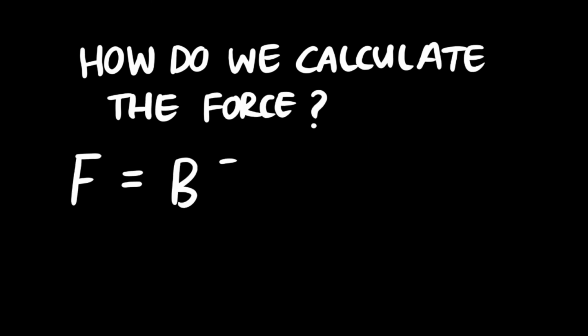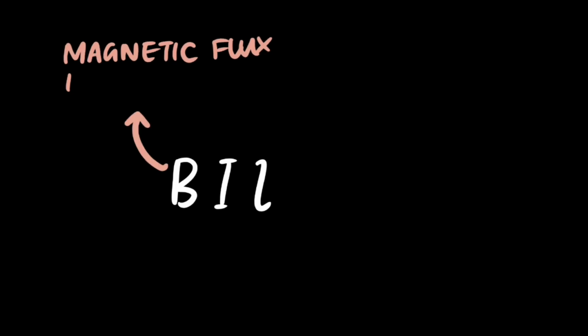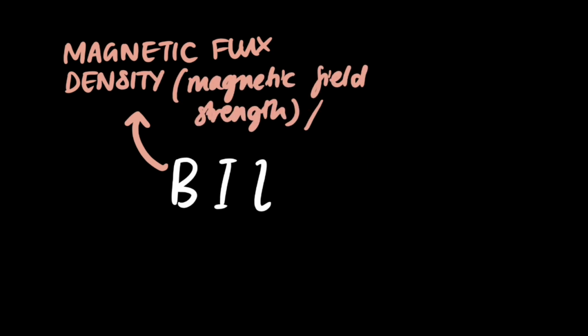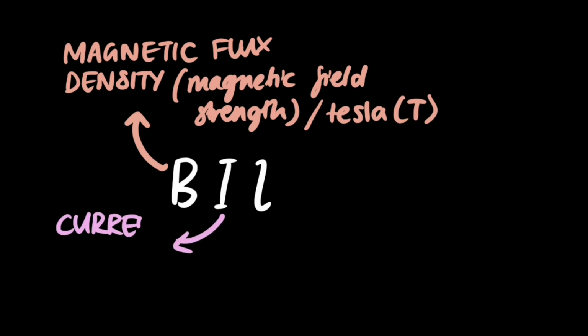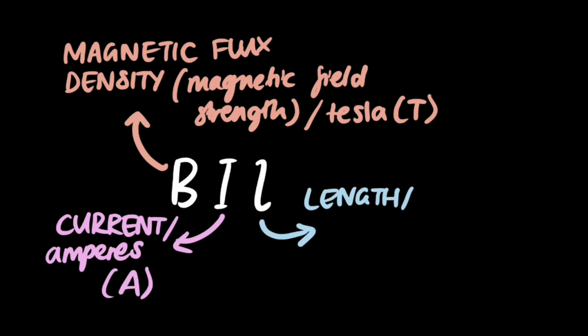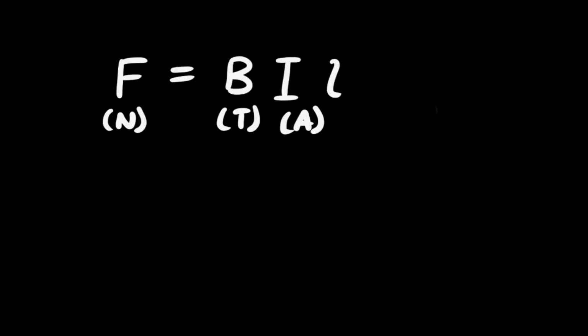So how do we calculate the force that's acting? We use this equation, where F is the force in newtons, B is the magnetic flux density, which is basically the magnetic field strength in Tesla, I is the current in amperes that's passing through the wire, and L is the length of the wire in meters. And all you do is you substitute it into the equation.